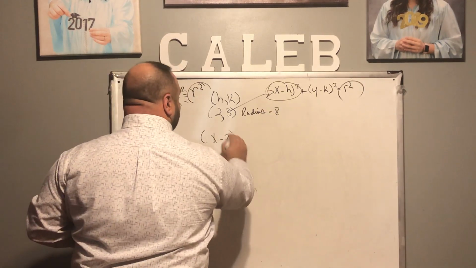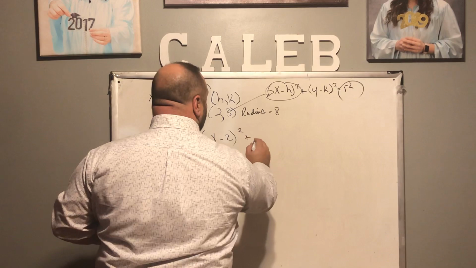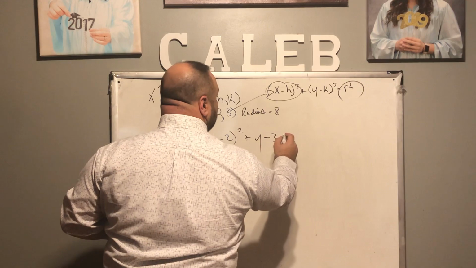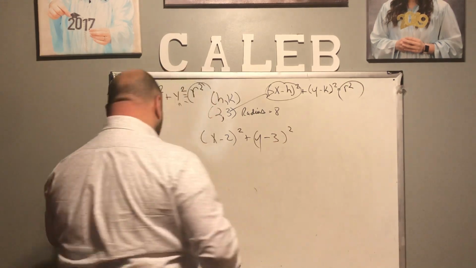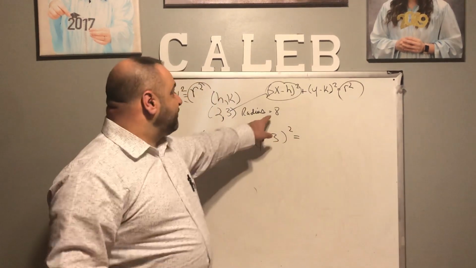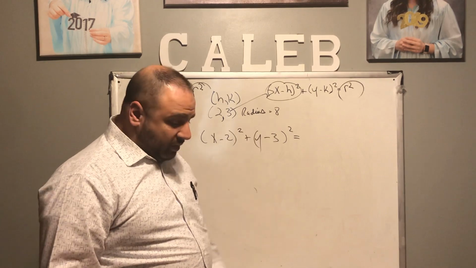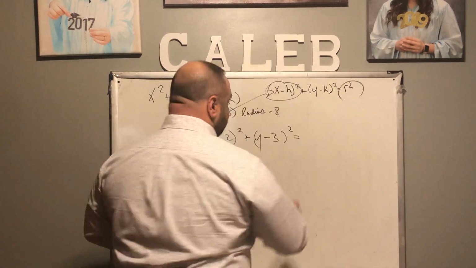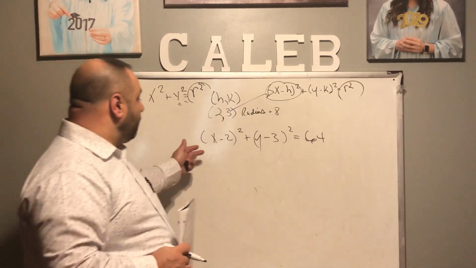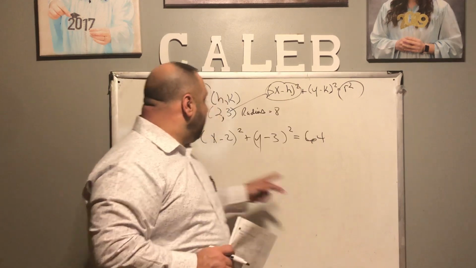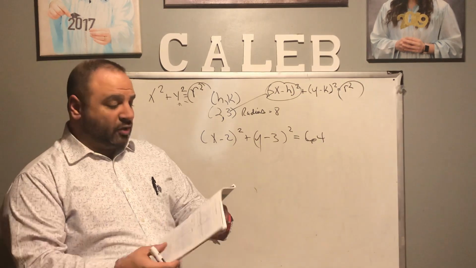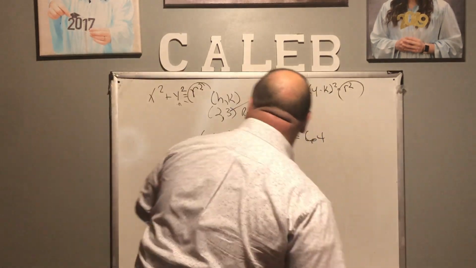So x minus 2 squared plus y minus 3 squared equals, and then obviously, what's 8 squared? We would put 64, and that's just the equation. All we're doing is simply substituting our numbers into the equation and writing out our equation of a circle there. Okay, so do number 3. Let's do number 4.